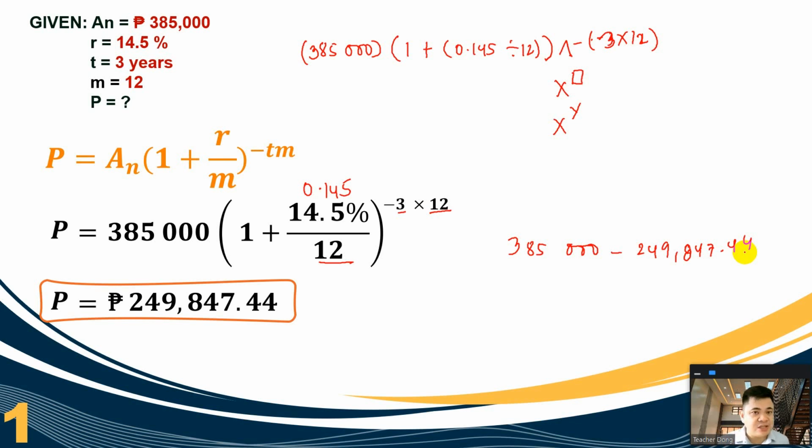So the total interest after 3 years is 135,152.56. As you can see, the interest is quite higher because it's being compounded monthly, other than the simple interest that was already computed. So you will have another compounding interest on the principal plus the original interest. That's why it's quite higher, and that's why this is preferred by banks when you are borrowing.